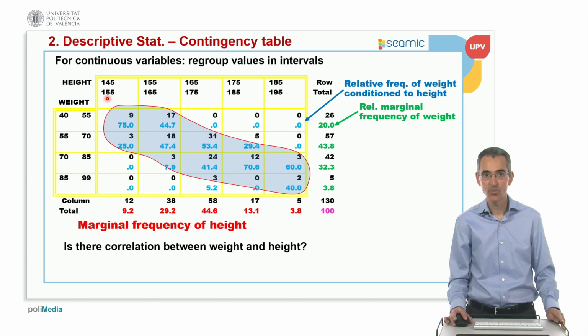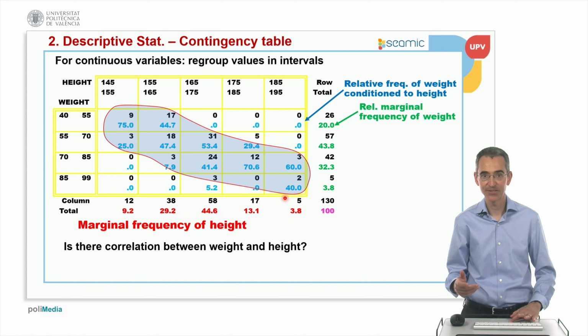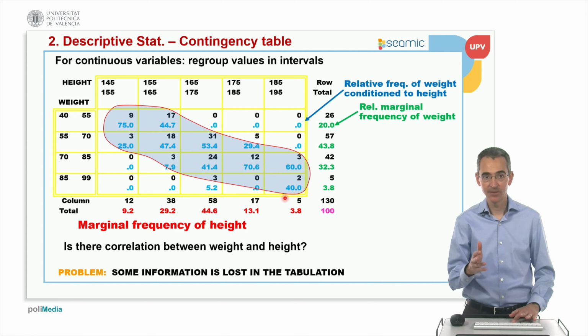It means that when the height tends to increase, the weight also tends to increase, and this is why most of the values tend to follow the main diagonal. So this is the clue that provides the information. There is correlation, but obviously this is not an easy method to visualize this information from a straightforward standpoint. And also there's another problem, which is that some information is lost in the tabulation.